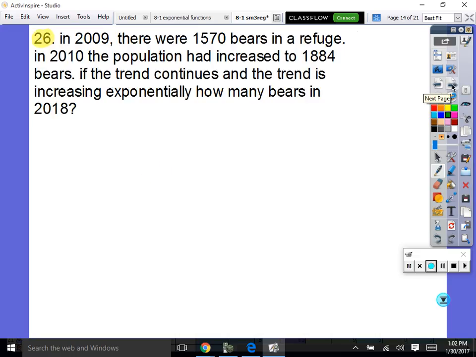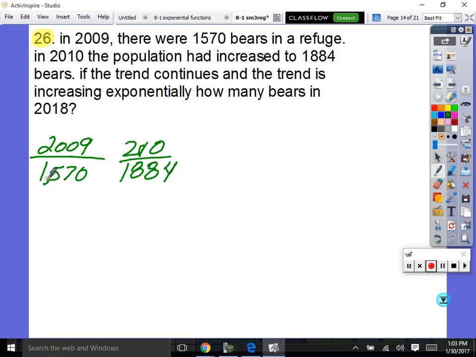Okay, everybody look at 26 with me, because this one takes a little bit more thought. It says, in 2009, there were 1,570 bears, and really try to take it in instead of just writing down the answer because I'm doing it. I'm trying to help you understand how to do it when you see something different. So in 2009, in a refuge, we have 1,570 bears. In 2010, it increased to 1,884 bears. 1,570 went up to that. So isn't it a growth factor since it's going up?